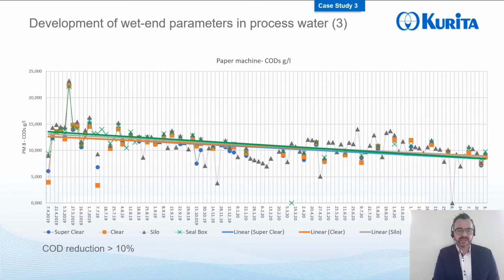Coming to the COD load in this application, we started also with 15,000 ppm of COD. Also here you can see the points again, like seal box, silo, clear, super clear filtered, roughly about 50,000 ppm. Now we are at around 10,000 ppm. So we reduced the COD load dramatically in this paper machine, which also gives an advantage to the wastewater treatment plant there.